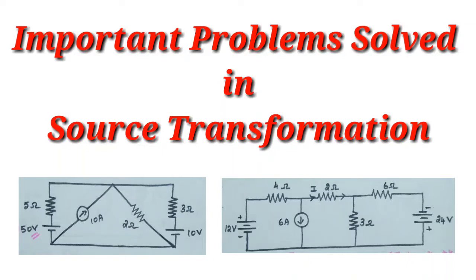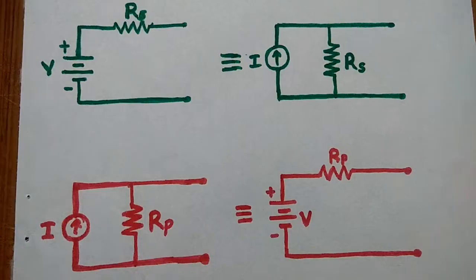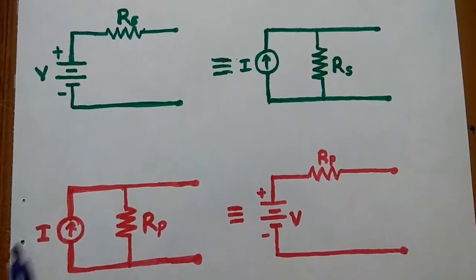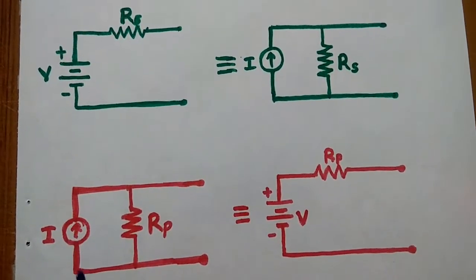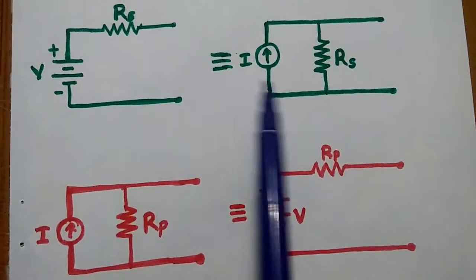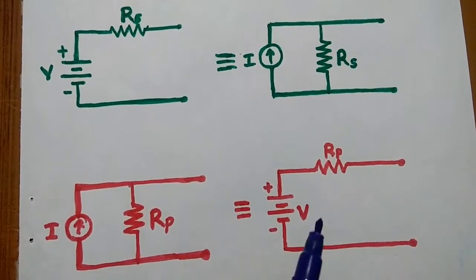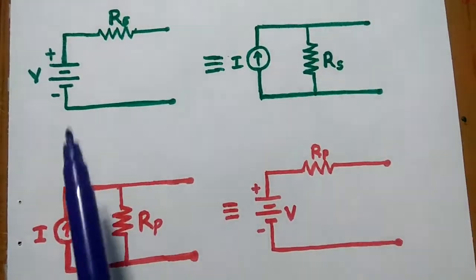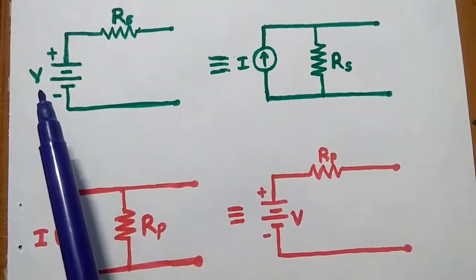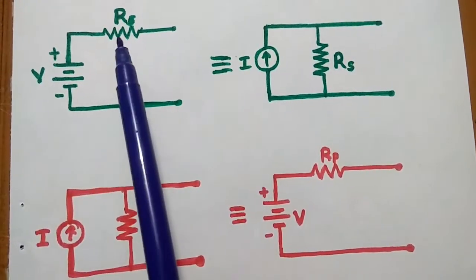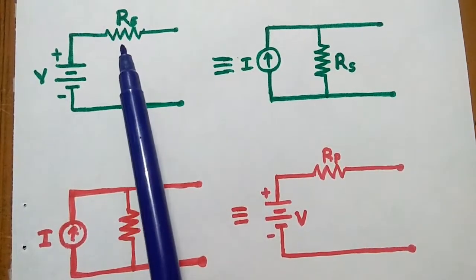Dear students, now we are going to solve important problems in source transformation techniques. Let's start with a small overview of source transformation methods. Here it is voltage to current source, current to voltage source transformation. Voltage source is always represented with the series resistance. Okay, you have to remember this.